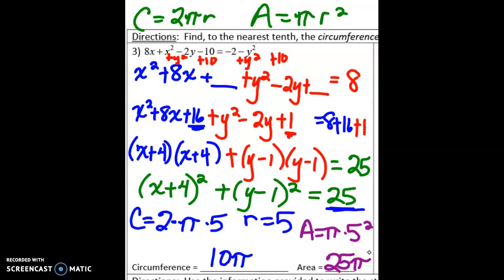So not only have we found the center, we know the radius, and therefore we can find the circumference and the area.